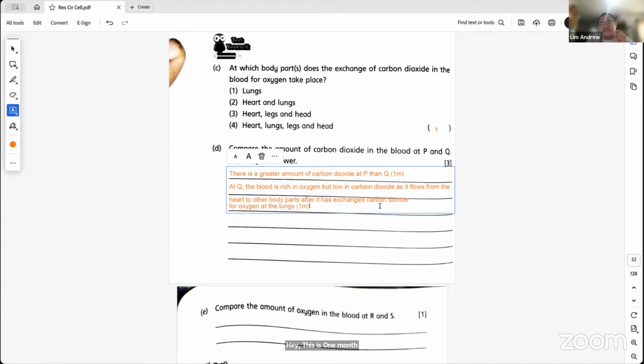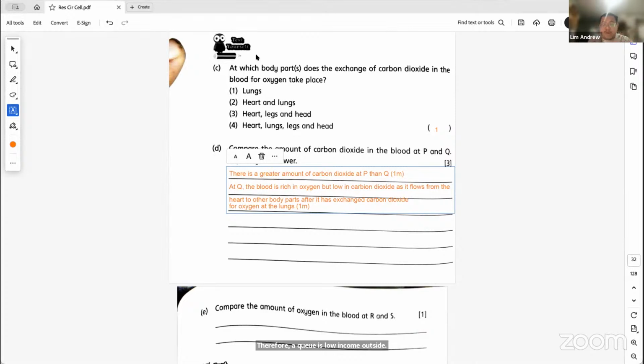First, you answer the question. You answer by telling the examiner there is a greater amount of carbon dioxide at P than Q, 1 mark. You explain why. Because at Q, the blood is rich in oxygen, but low in carbon dioxide as it flows from the heart to all parts of the body after it exchanges carbon dioxide for oxygen in the lungs. So because I already exchanged the carbon dioxide with oxygen in the lungs, then I flow to the other body parts. Therefore, at Q is low in carbon dioxide.